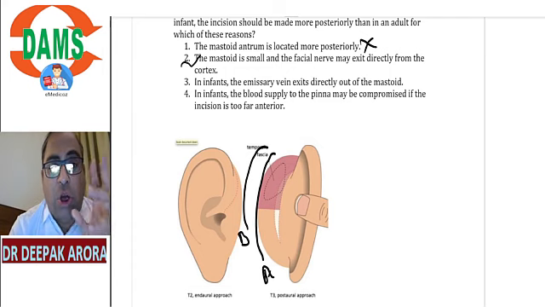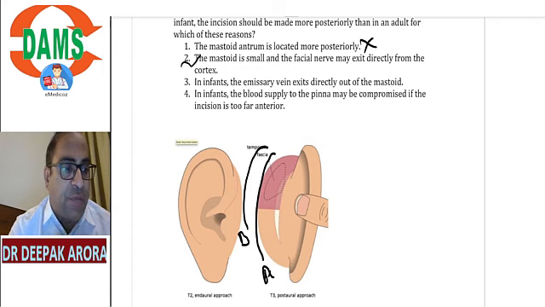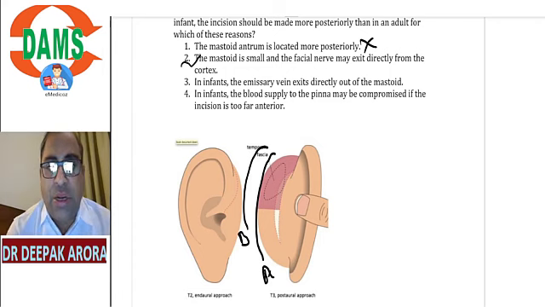Is it understandable? Options C, 3 and 4 have nothing to do with the post-auricular incision. Is this concept clear, beta? Fine. Thanks, everyone. Dr. Mohammed, thank you, beta, for updating the chat box.